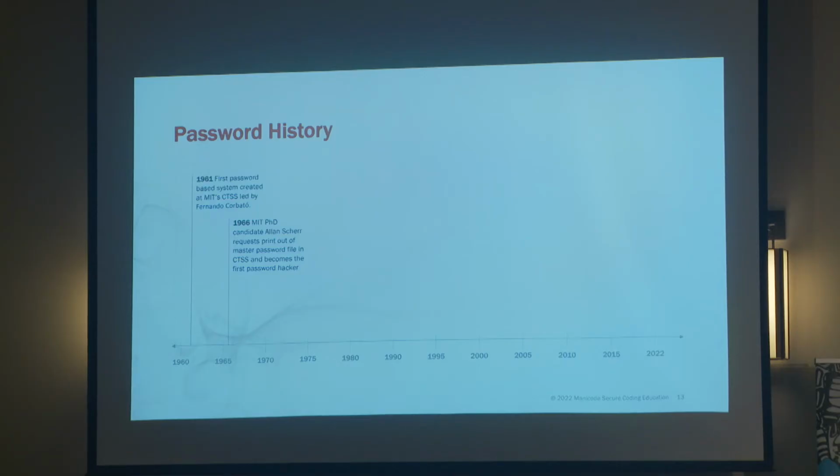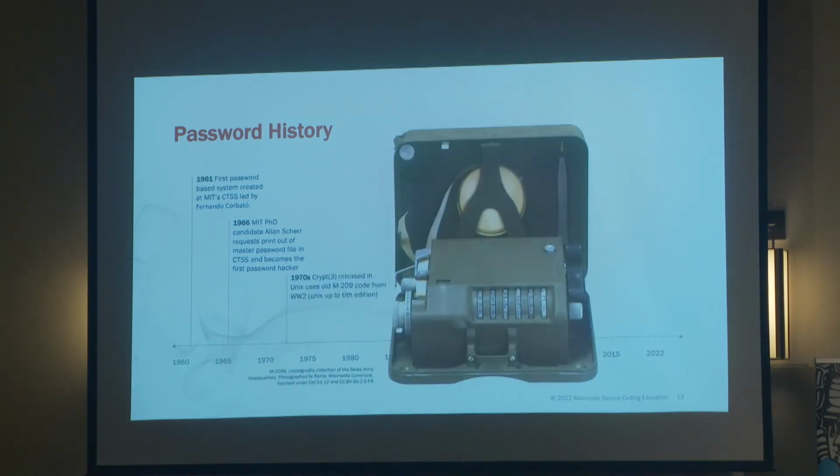He figures out that the master password file with the right command is printable. So he prints out the master password list, and he has the passwords of the whole system. So that's privilege escalation: an unprotected file that, when he was not a root user, he could print out. And he becomes the first password hacker in history to get more time on his machine to get his PhD. High five, Alan Scher. You are a part of history.